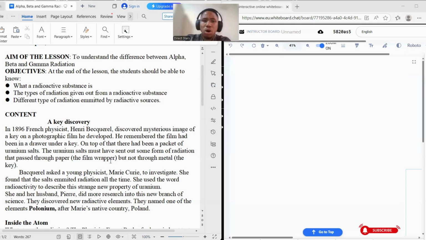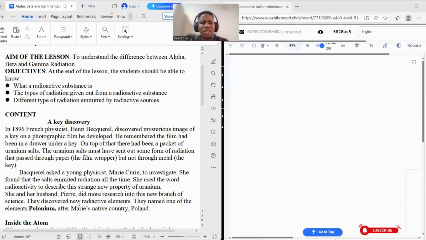So they called Marie Curie to investigate. Marie Curie investigated and said that this salt emitted radiation all the time. So she used the word radioactive, or radioactivity, to describe this strange new property of uranium. She and her husband, Pierre, did more research on this new branch of science, which is radioactivity.